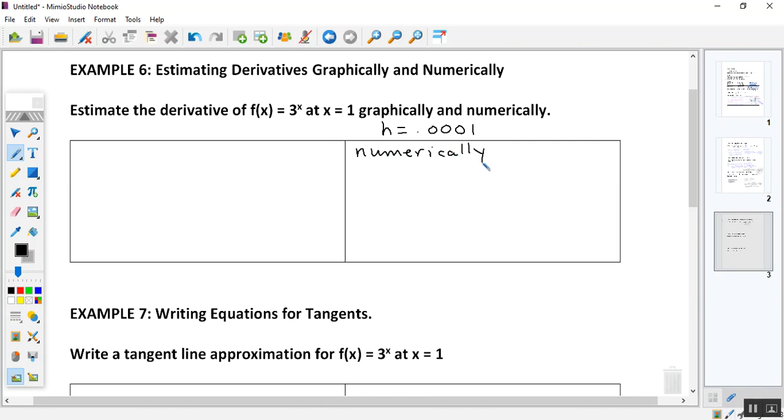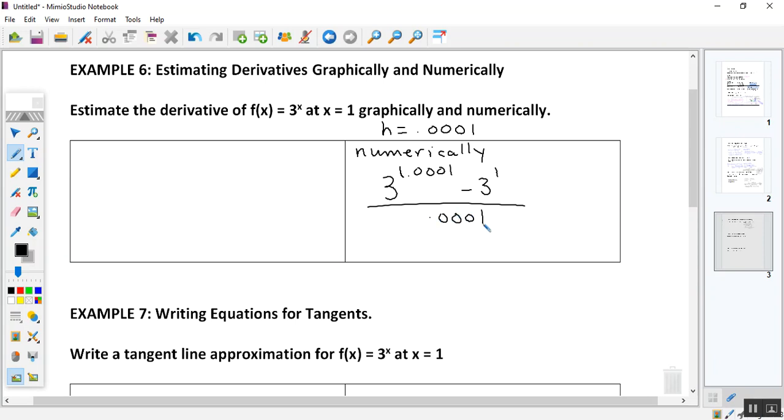Numerically, kids, here we go. This becomes 3 to the, all right, what's 1 plus h going to be when I plug it in? Wouldn't that be to the a plus h right there? The 1 plus the h? Minus f of a, which is just going to be 3 to what power, kids? 1. All over what value? Ooh, careful. We got h down here. Remember by definition h divided by what?